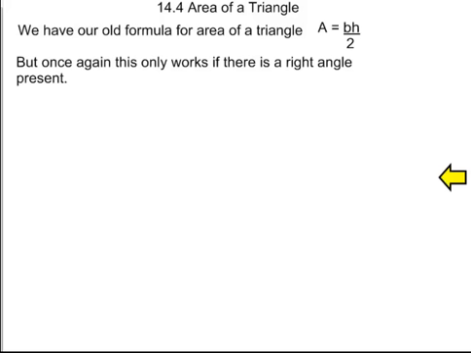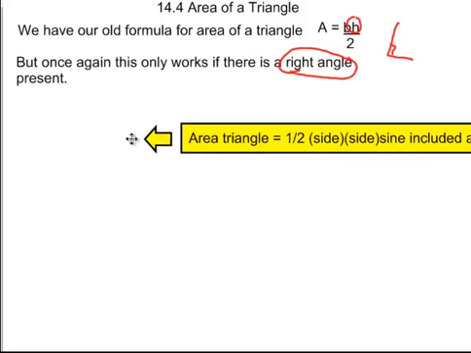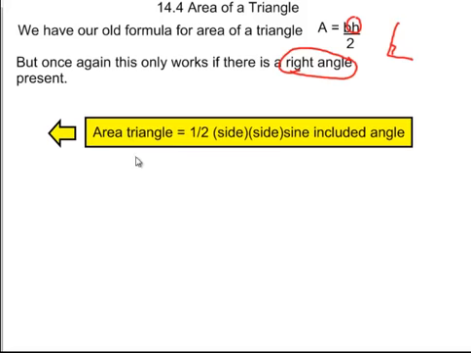And it's 7th grade because you needed a right angle present in order to use this formula, because height is always formed by a right angle. So we need a more powerful formula that's going to work in any triangle. And here you have it. 1/2 side, side, sine of included angle.